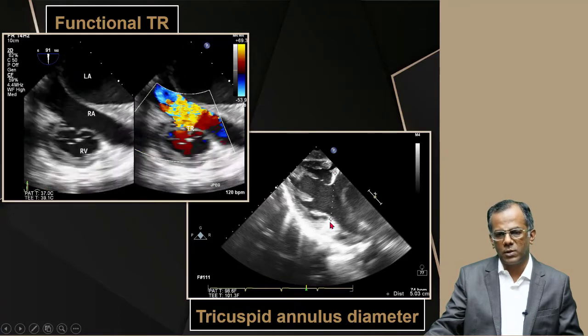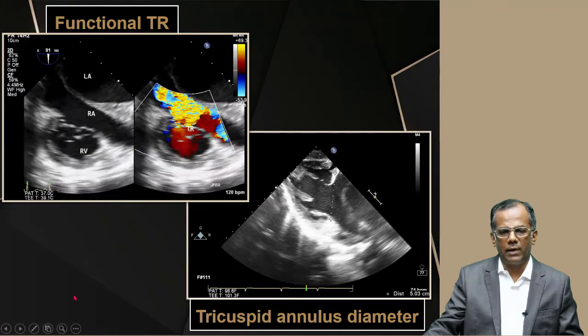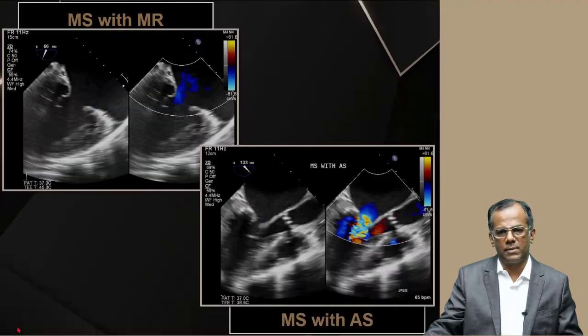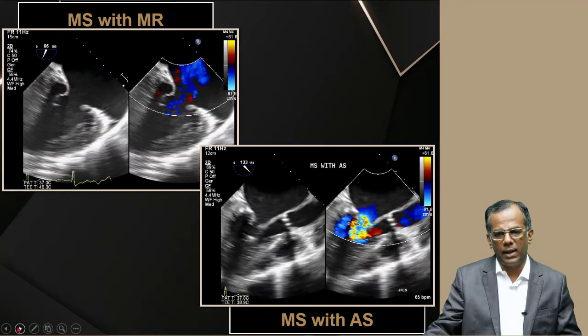mm per meter square body surface area, it is recommended to address the tricuspid valve in the presence of a mitral stenosis. The other associated lesions can be an MS with MR and an MS with AS.